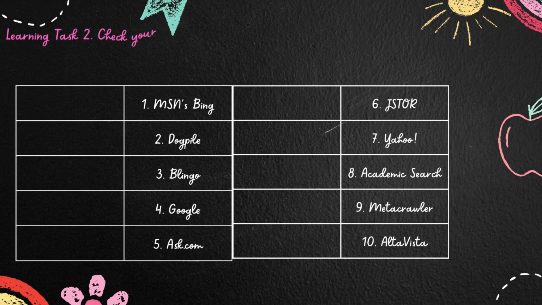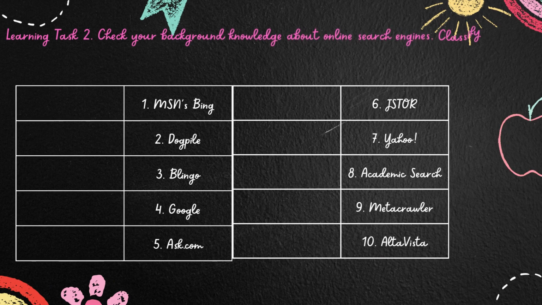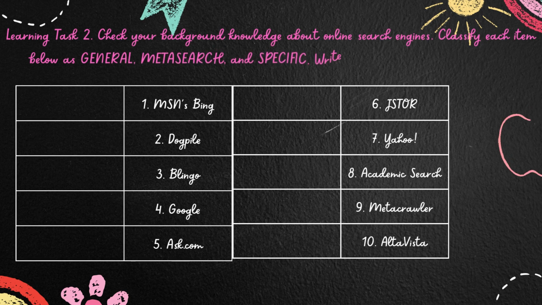Okay? Next is that we have to check your background knowledge about the online search engine. Okay, we're going to classify each of the following items. We have 10 items here. We're going to classify it as general, meta search, and specific search engine. Write your answers in your paper, of course.